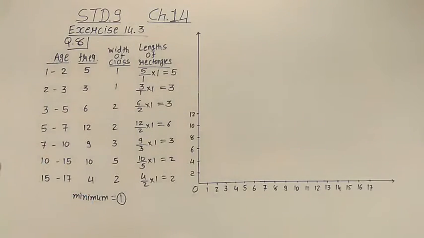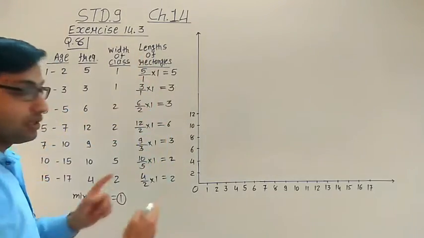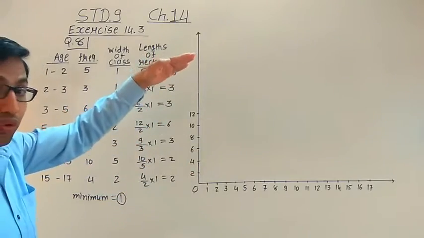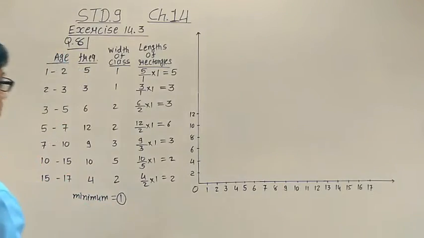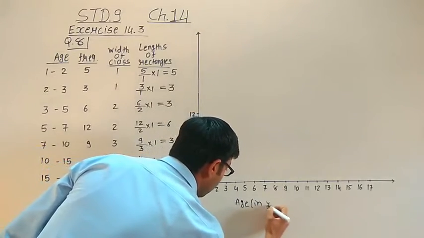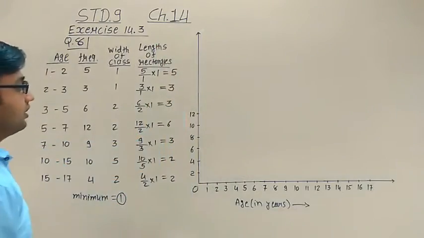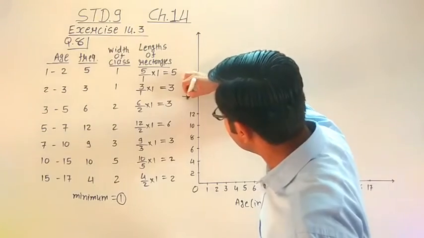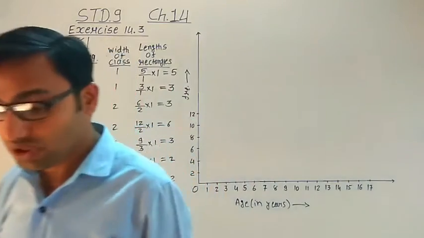Okay, so now instead of taking these frequencies as a height, we will consider these values. These are our new lengths. How high we have to go, right? So two axes are there. On the horizontal axis, we have taken the age in years, and on this axis we have taken the number of children, or we can say the frequency.